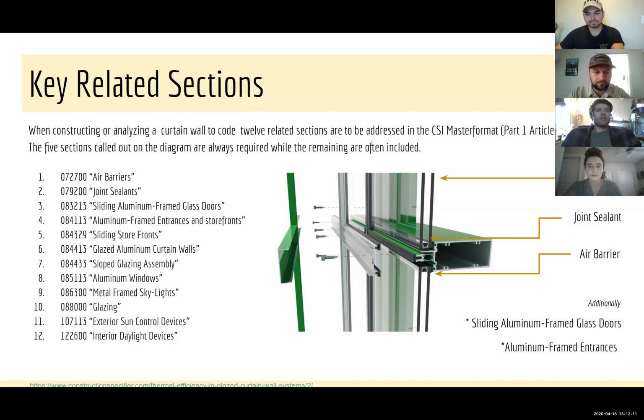Air barriers, joint sealants, sliding aluminum frame glass doors, aluminum frame glass entrances and storefronts, sliding storefronts, glazed aluminum curtain walls, sloped glazing assembly, aluminum windows, metal frame skylights, glazing, exterior sun control devices, and interior daylight devices. The required are glazing, joint sealant, air barrier, sliding aluminum frame glass doors, and aluminum frame glass entrances.